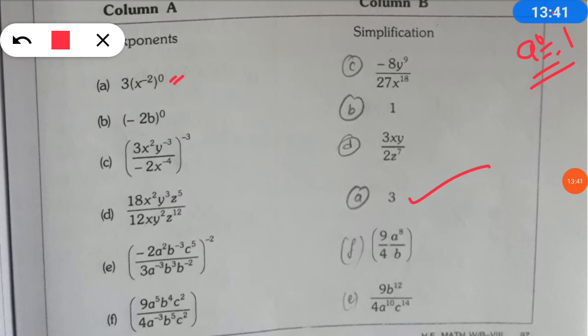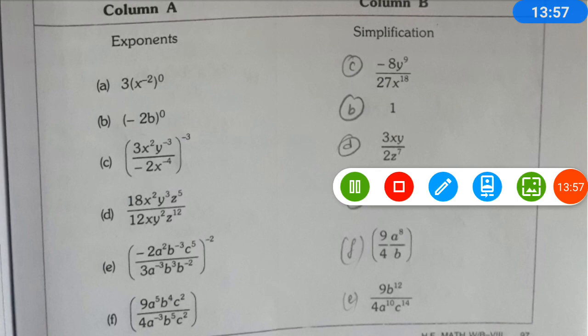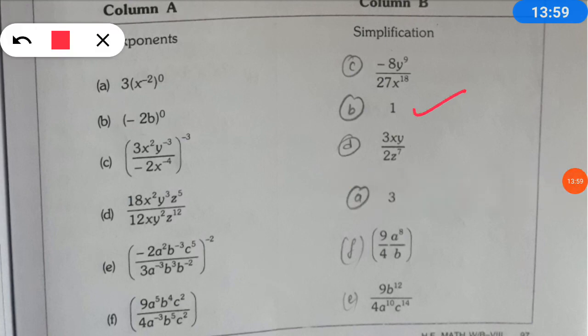Yes, now what will be that? Wait, so here you can see that 1 is the answer. This is the B answer, this is the A answer. Minus 3x to the power 2 y to the power minus 3 upon minus 2x to the power minus 4 whole to the power minus 3 we are having. So when you are going to multiply, you have to solve this equation.